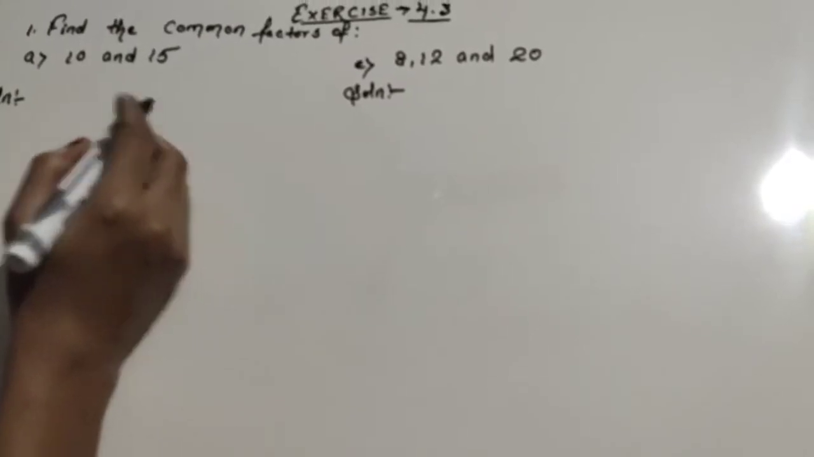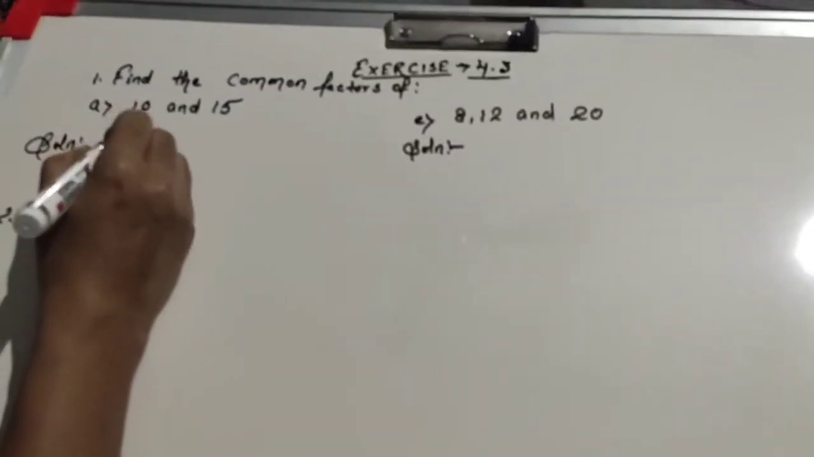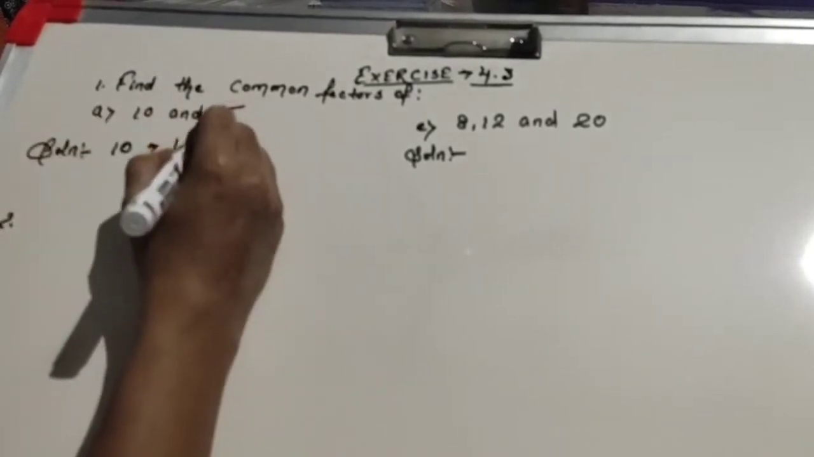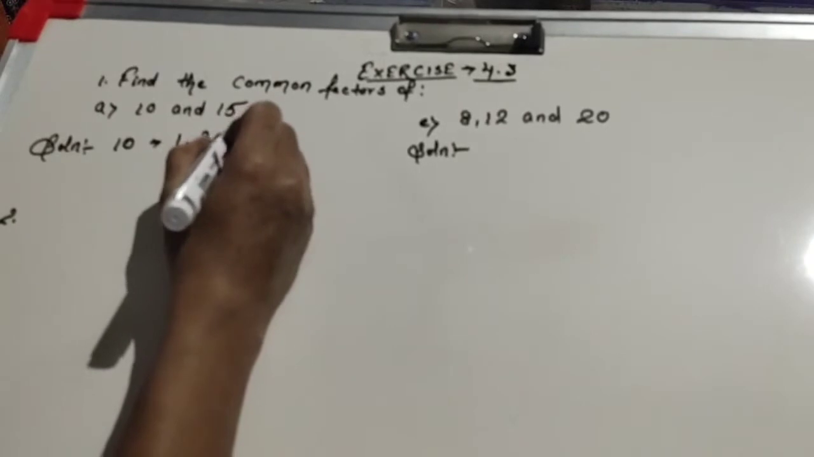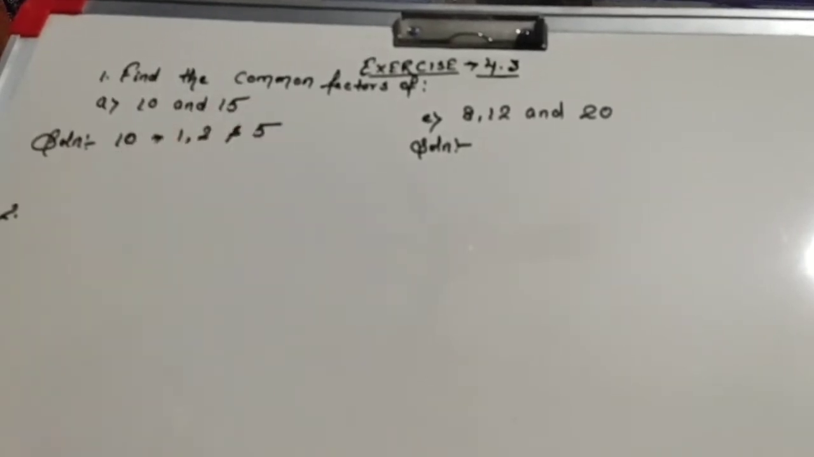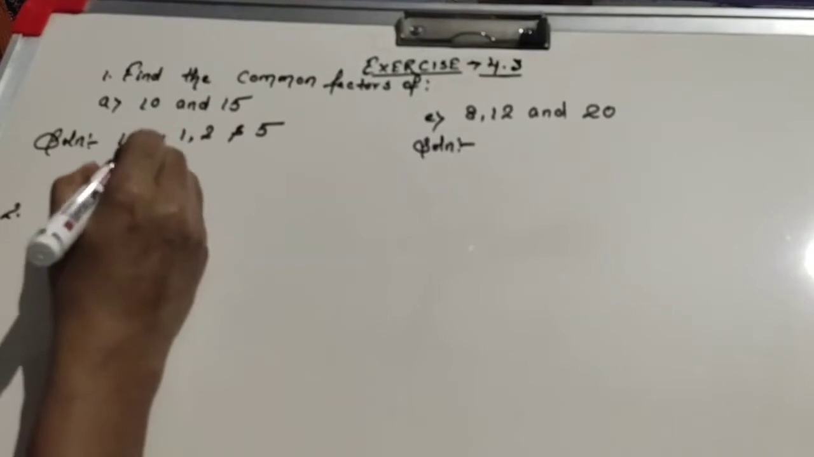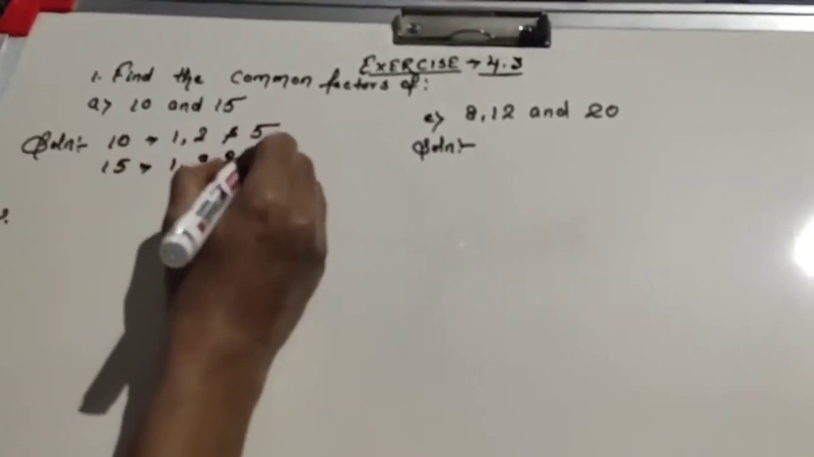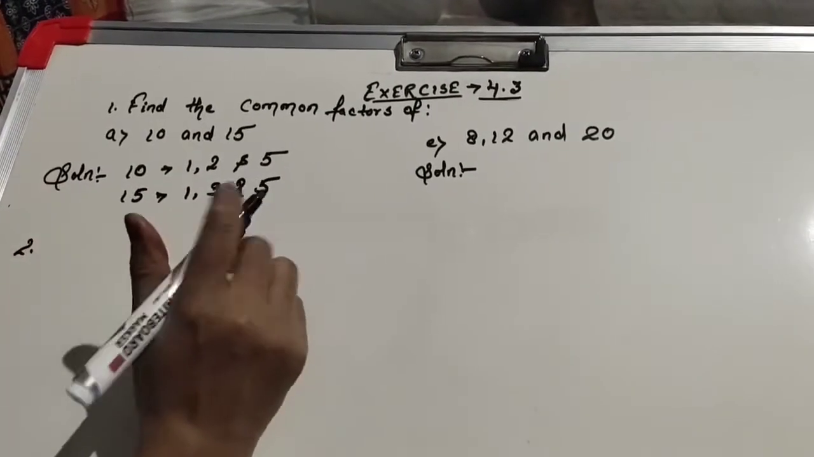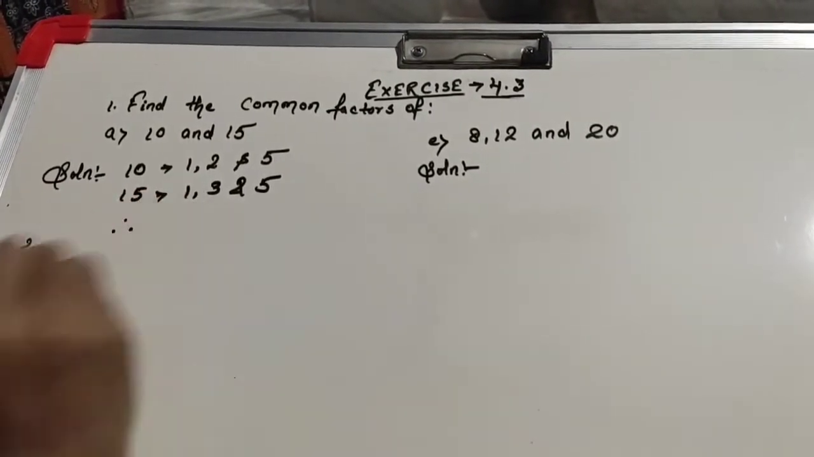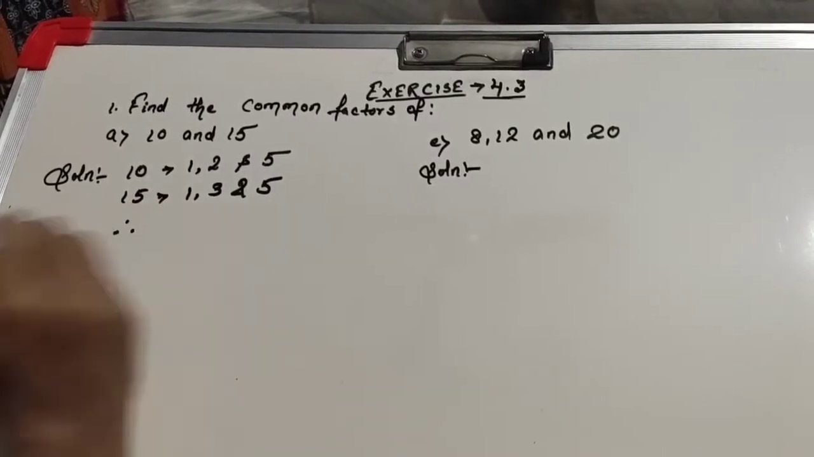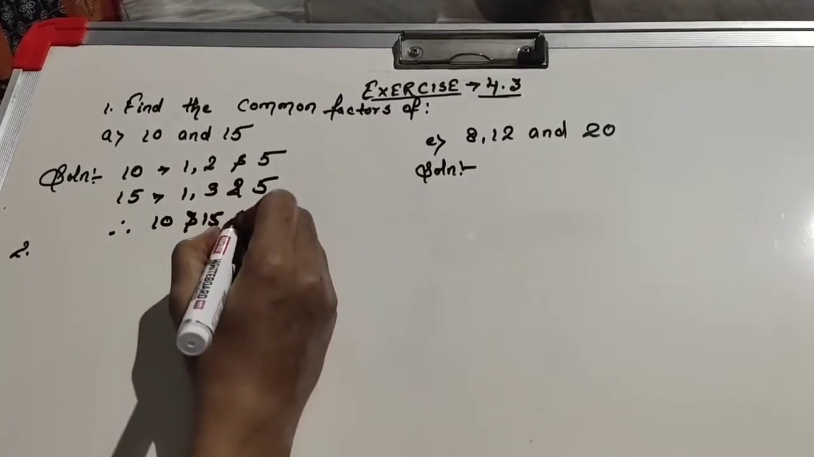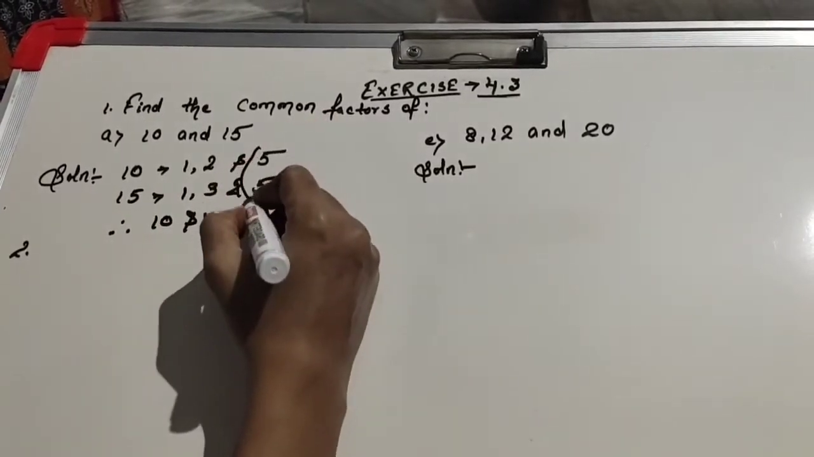First of all, we will find the factors of 10. The factors of 10 are 1, 2 and 5. Now 15. The factors of 15 are 1, 3 and 5. So, we will find out the common factors of 10 and 15. Therefore, this is the symbol of therefore. Therefore, the common factor of 10 and 15 is 5.